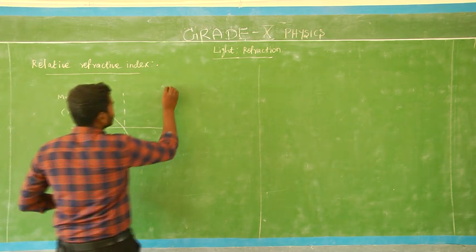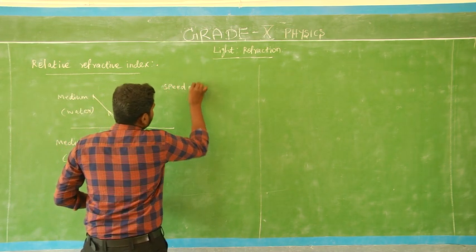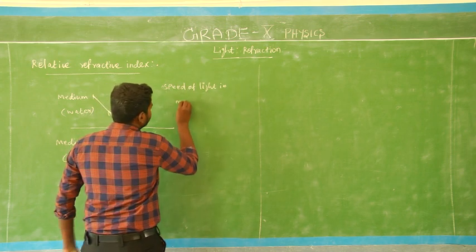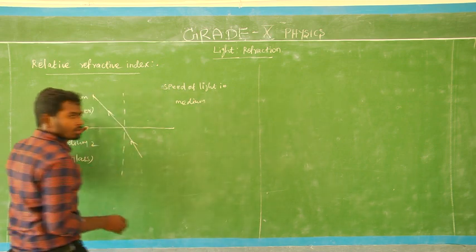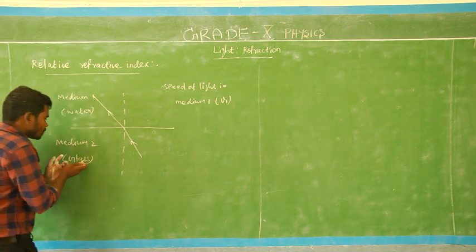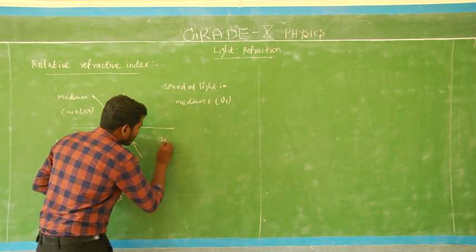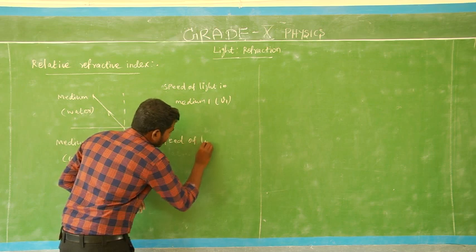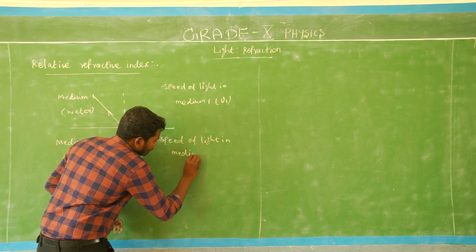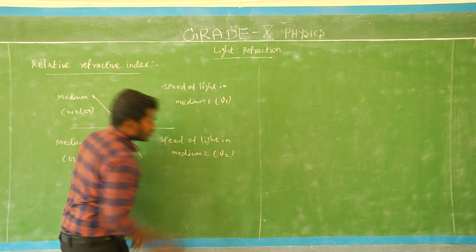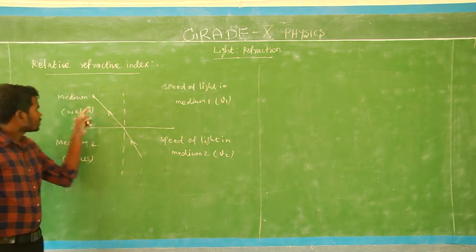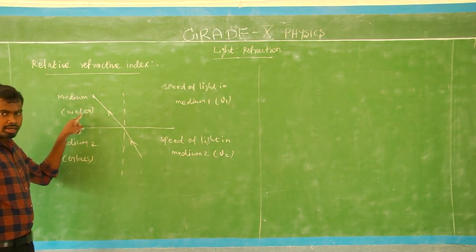Okay. So consider this is the speed of light in medium 1, that is small v1. Yes, this is medium 2. The speed of light in medium 2, that is small v2, isn't it? Okay, consider two mediums. This is medium 1, this is medium 2. Medium 1 is water, medium 2 is glass.